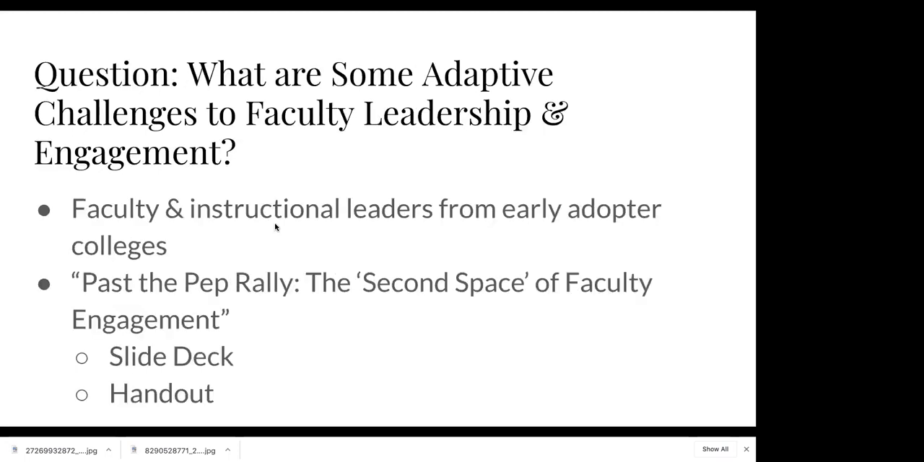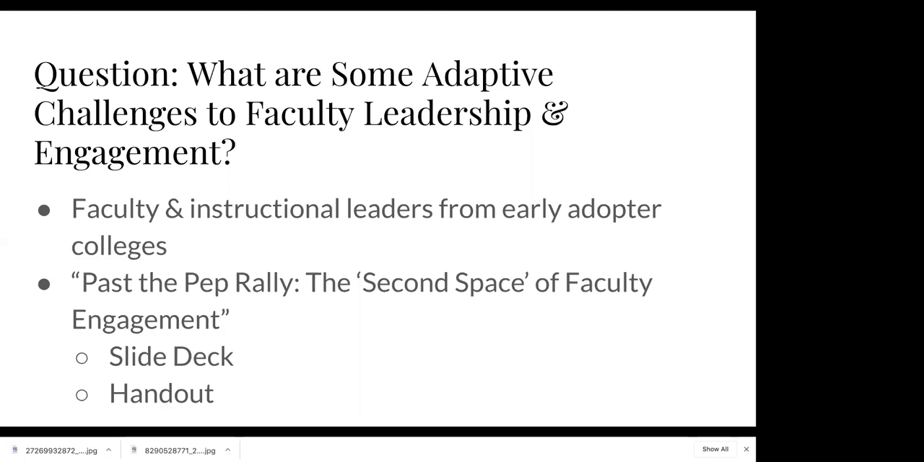Okay, so with that, moving in a slightly different direction with adaptive challenges, I got faculty and instructional leaders from the 12 early adopter colleges, and I think I asked 8 people total to just talk to me a little bit about what are your challenges to faculty leadership and engagement? And I think another way to look at this is that there are certain technical problems that are just easier to solve. And so it's very easy to make a guided pathways plan that only does the technical problems and then never really gets to the real work, which is in these adaptive challenges. So they came up with a really great presentation. It's called Past the Pep Rally, like that the first couple of years of their guided pathways implementation was really more of a pep rally.